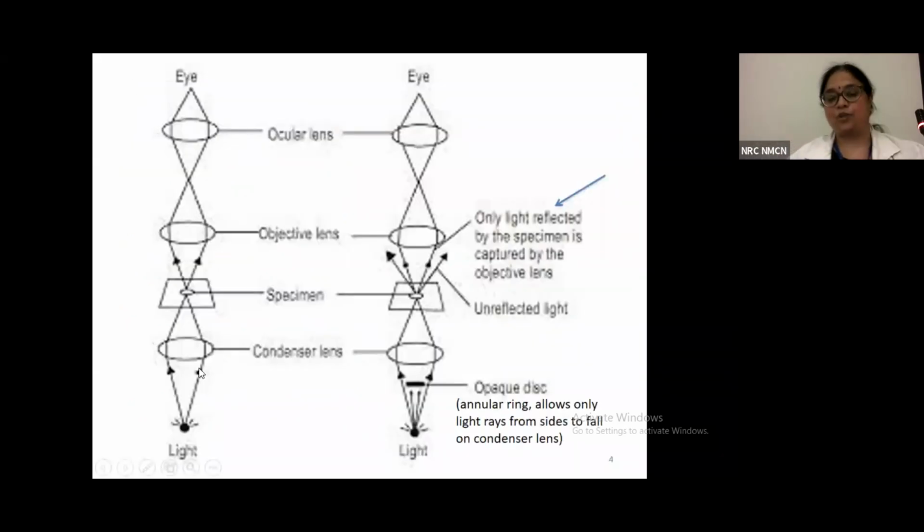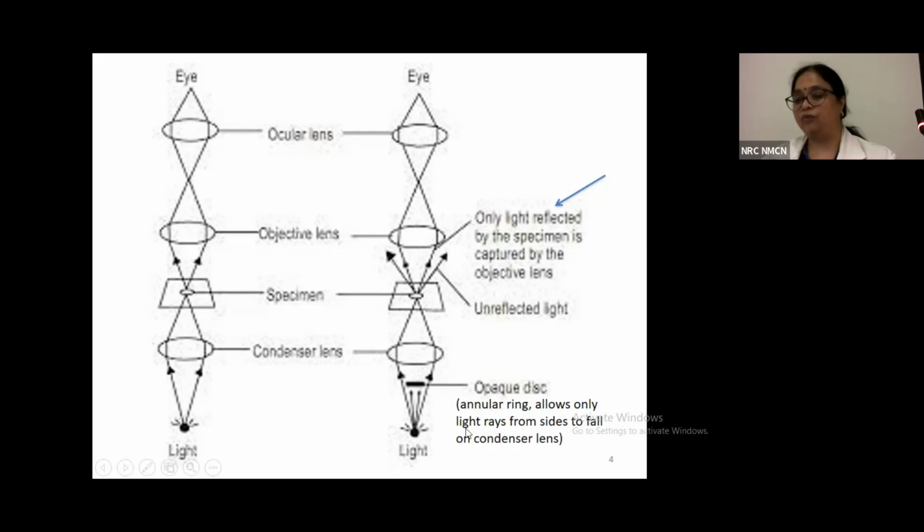So just to recapitulate, in the bright field microscope, here we have the light source. The light passes from this to the condenser lens. The function of the condenser lens is to condense the light falling on the specimen. The light from the specimen is then reflected to the objective lens, which magnifies that image, and that magnified image then passes to the ocular lens, which further magnifies this image, and we perceive it in the eyepiece.